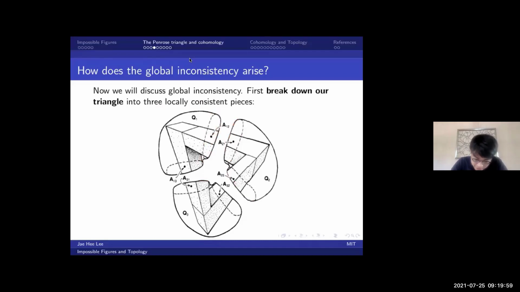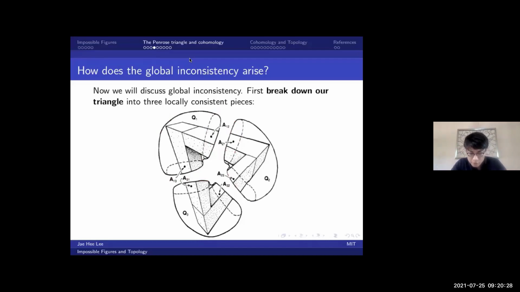So for example, this piece and this piece look disjoint, but they have some regions that correspond to the same point in the original picture. So that's what I mean by overlaps. So the first thing we've done is to break down our triangle into three pieces. Three is kind of arbitrary. You can do this as long as things look consistent in each of your smaller pieces.